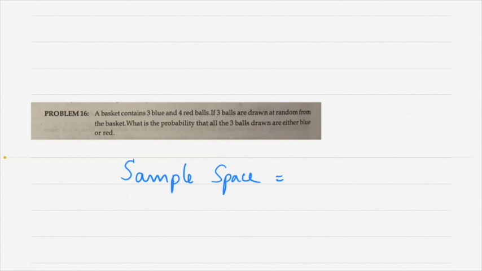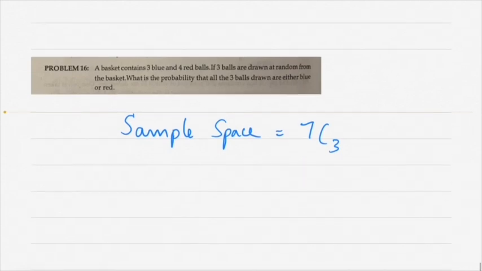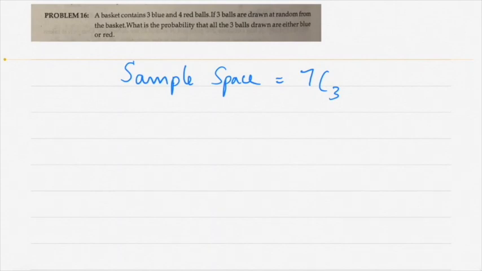Sample space will be, there are 7 balls. So sample space will be 7? No. You are selecting 3 balls out of 7 balls. So your sample space is going to be 7C3. Here combination is applied because it is based on selection. So whenever a question is based on selection, combination will be applied.